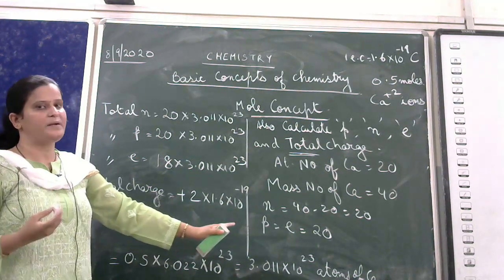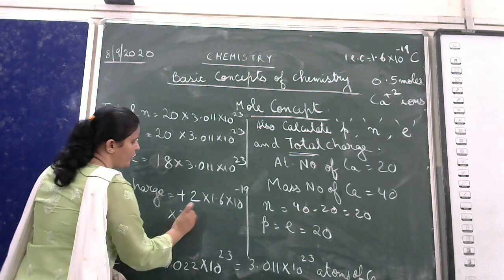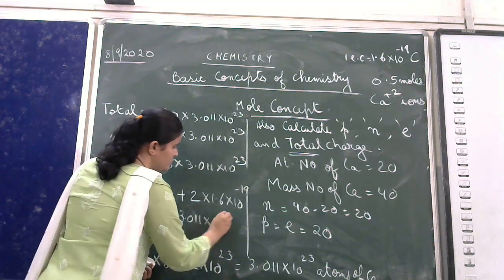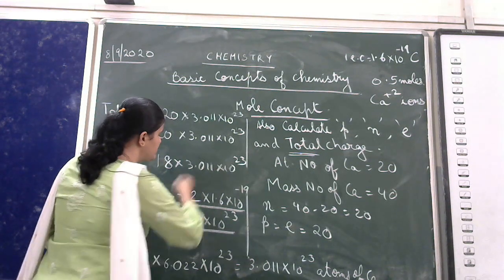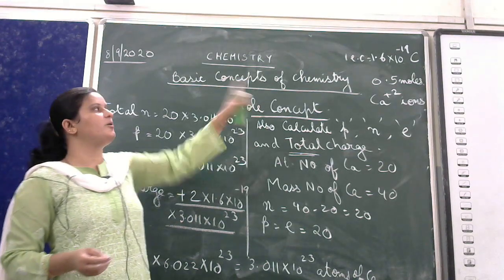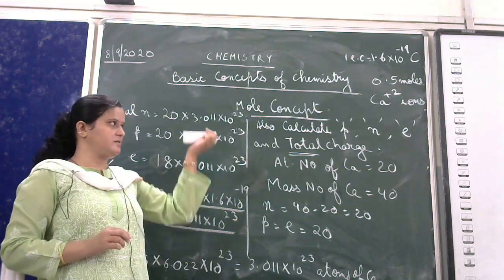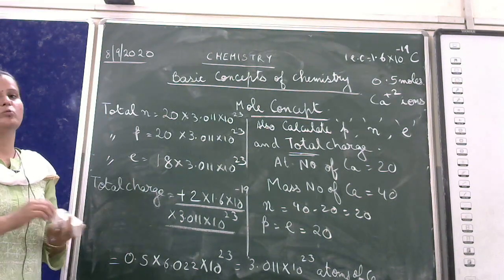I am saying this repeatedly. And how many atoms are given to me? 3.011 into 10 to the power 23. If you multiply, this will be the total charge present in 0.5 moles of calcium ions, that is Ca plus 2 ions. I hope it is understood what we are doing.